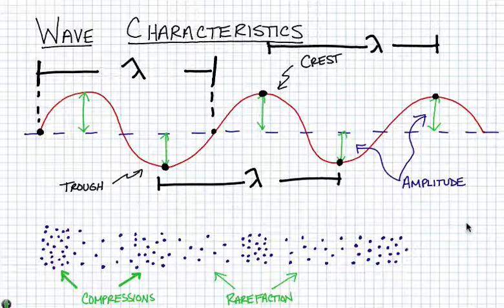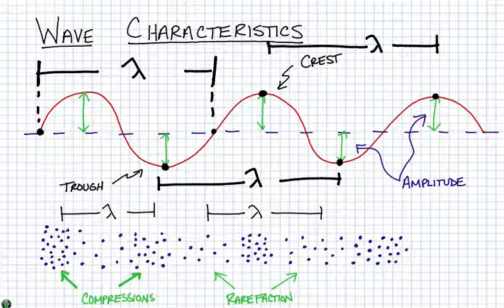The only thing that's very similar here is that if I go from an area of compression to an area of compression, it's just like going from a crest to a crest, which would give me one wavelength. So this here would be one wavelength. It would also be fair to say that from one rarefaction to the next rarefaction would be another wavelength. So they're fairly similar, the main difference being crest and trough versus compression and rarefaction.